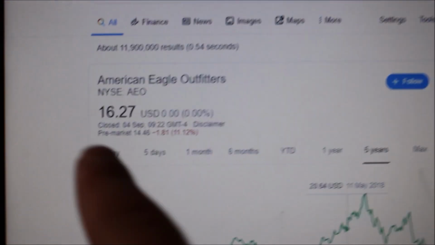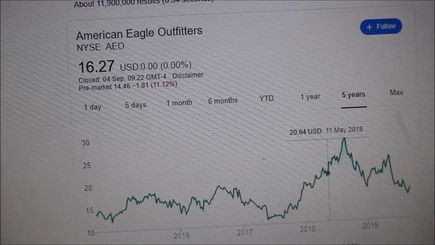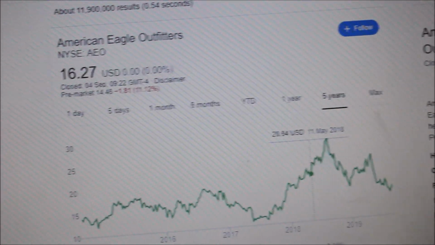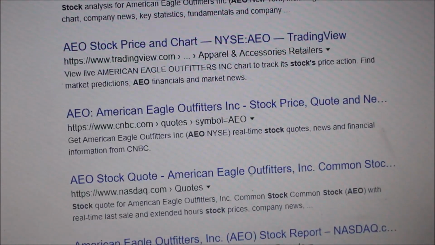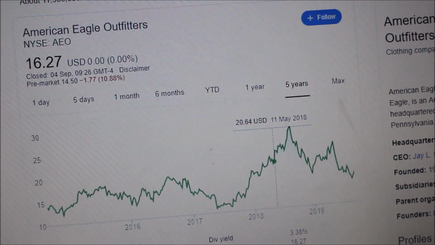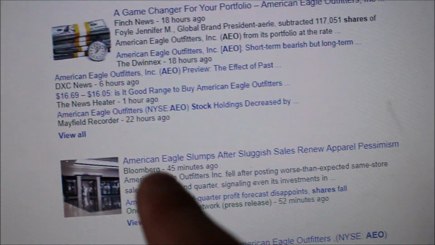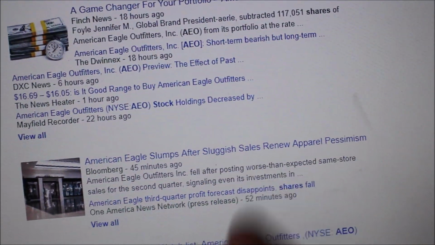So here's the stock we're going to be trading today, AEO. It's already down 11%. Why? This is the reaction. Remember, this is how the market reacted to the news, right? So where's the news? Let's find it. If we just click news, there you go. American Eagle slumps after sluggish sales. So they released an earnings report. That is the news right there.